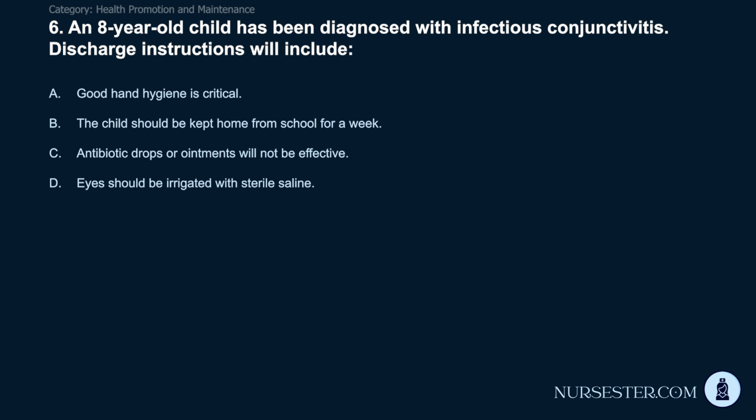6. An 8-year-old child has been diagnosed with infectious conjunctivitis. Discharge instructions will include: A. Good hand hygiene is critical. B. The child should be kept home from school for a week. C. Antibiotic drops or ointments will not be effective. D. Eyes should be irrigated with sterile saline. Correct answer: A. Good hand hygiene is critical.